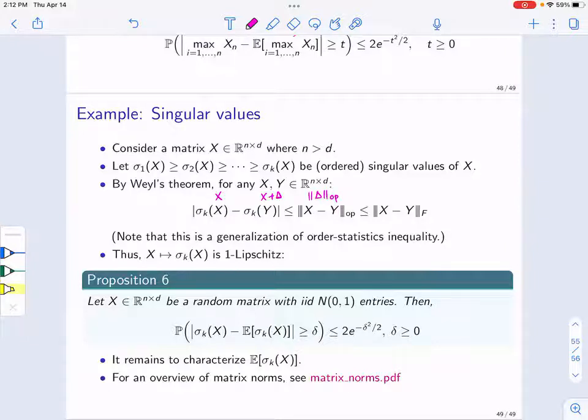And the operator norm, as we discussed shortly before this, is bounded by the Frobenius norm. Okay, so the Frobenius norm is bigger because this is the L2 norm of the singular values of delta.